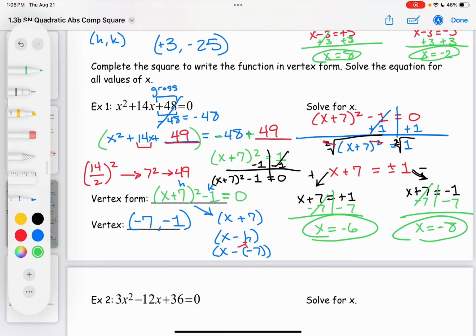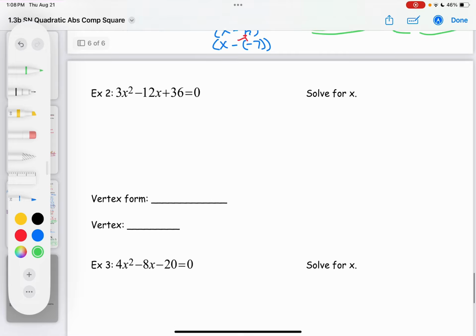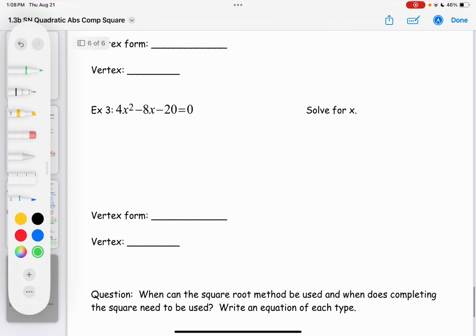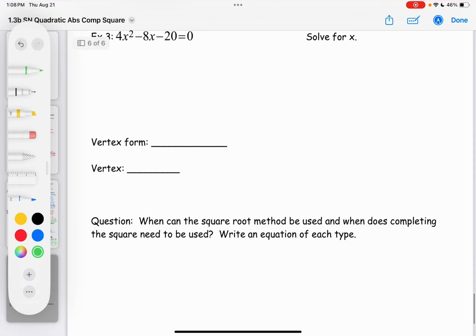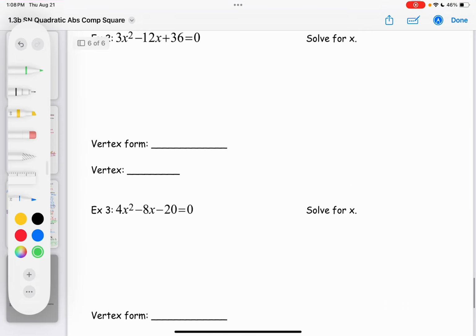And I'm probably about to get caught by the lunch bell, but I'm going to keep going. We have 2 more examples and then a question with a written response that I want you to answer.